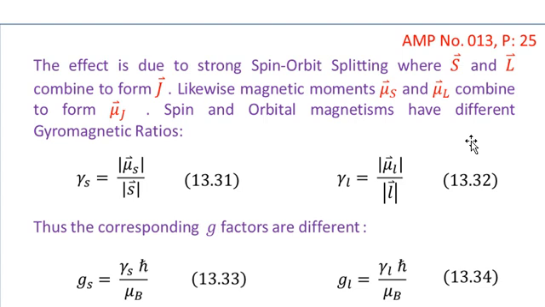Spin and orbital magnetism have different gyromagnetic ratios. For example, look at the gyromagnetic ratio gamma S, which is defined as the ratio of the magnitude of the spin magnetic moment divided by the spin angular momentum. And similarly, gamma L, which is the orbital gyromagnetic ratio, is equal to the magnitude of the orbital magnetic moment divided by the magnitude of the orbital angular momentum. And if you are dealing with 2 or more electrons, you can replace these quantities with their capital counterparts.